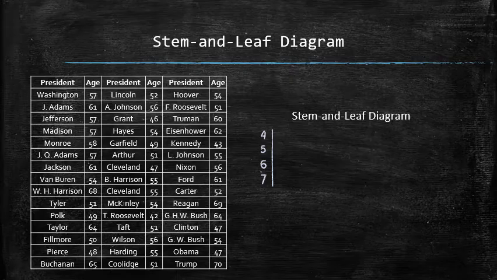First, we have Washington at the age 57. 57's first digit is 5, so we're going to draw the value 7 in the row corresponding to the value 5 in the stem. Next we have 61, so the first digit of 61 is 6, so we're going to draw the value 1 in the row corresponding to the value 6 in the stem. So altogether it reads as 61. Jefferson 57, the first digit is 5 and the second digit is 7, so we're going to draw the value 7 in the row corresponding to the value 5 in the stem, and so on.